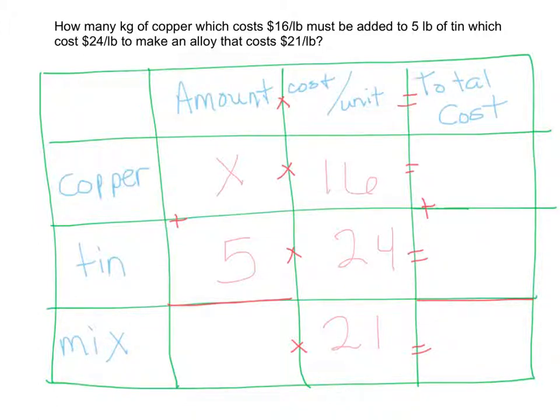Alright, that's all we need to get from the word problem right now. Now we can just add down and multiply across. 16 times x is 16x. 5 times 24 is 120. And then add down, you get x plus 5. Now for the corner, we add down and multiply across. 16x plus 120 equals 21 times x plus 5. Remember, add down, multiply across.